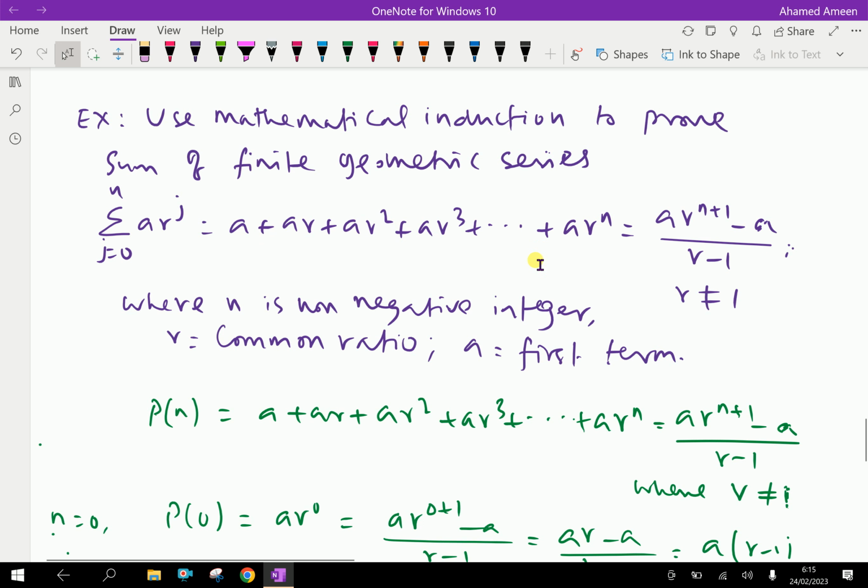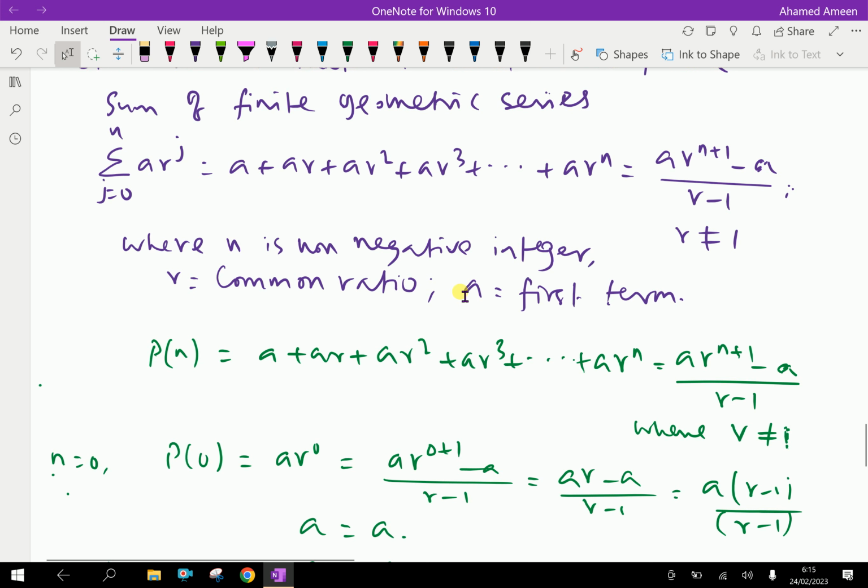This is equal to (a r^(n+1) minus a) over (r minus 1), where r is not equal to 0. Here n is a non-negative integer, and r is the common ratio of this expression, meaning the ratio of the second term to the first term or the third term to the second term, and so on. a is the first term.